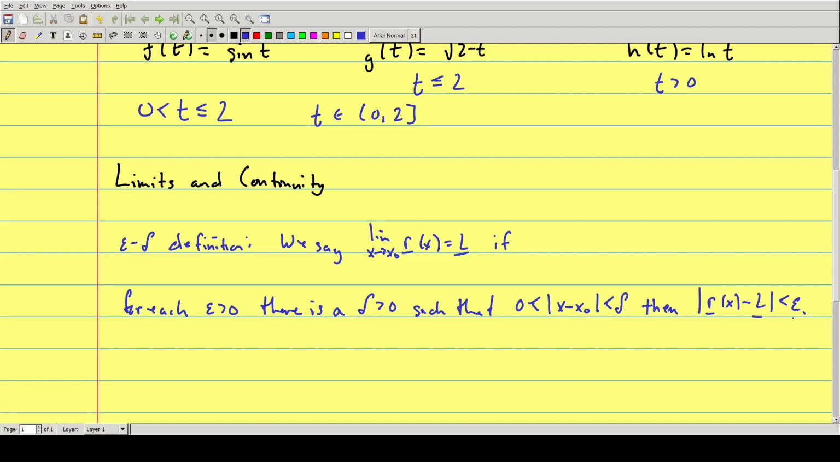Okay, we specify an epsilon. The way that I think about this is that epsilon is an error bound. Okay, epsilon is a value that tells me how close to the answer that I have to be if I'm evaluating a limit. Okay, the delta is an input precision. Okay, so I'll write that down.